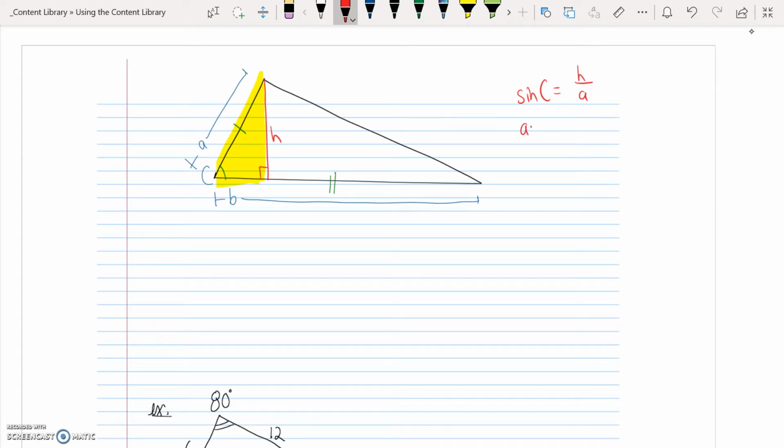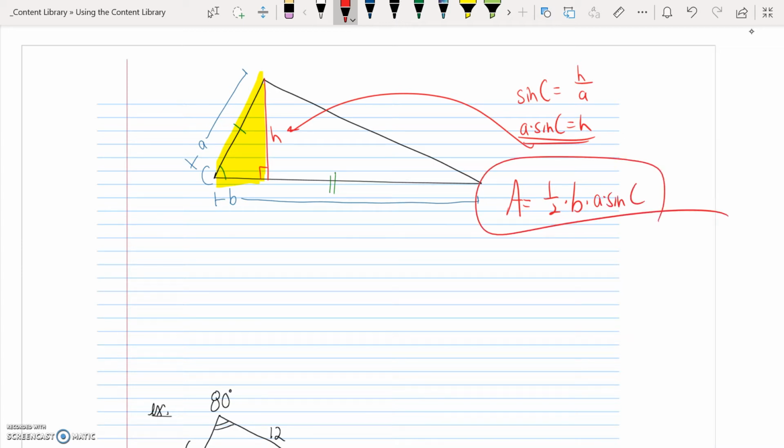Multiply both sides by a: little a times the sine of C is h, the height of the entire triangle. So the area of the entire triangle is 1/2 times the base of B times the height, which is a times the sine of C. And there's our area. Now, ideally, I don't want to draw in an auxiliary segment every time.